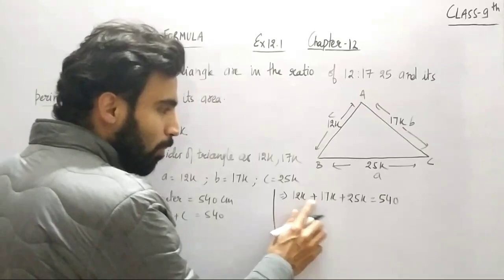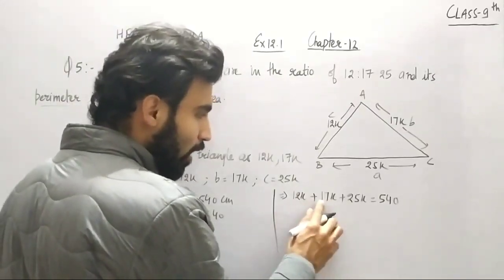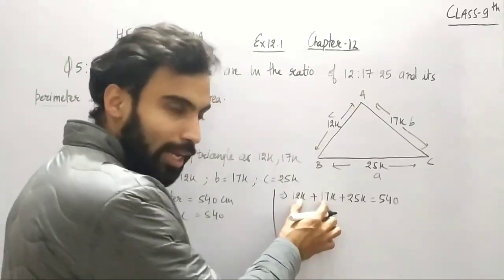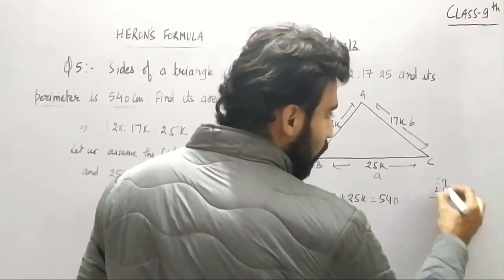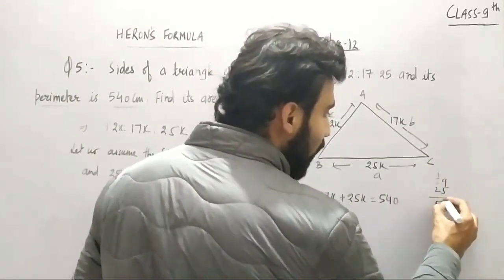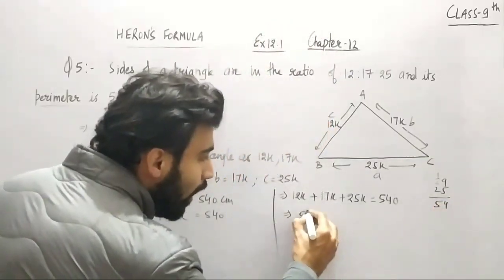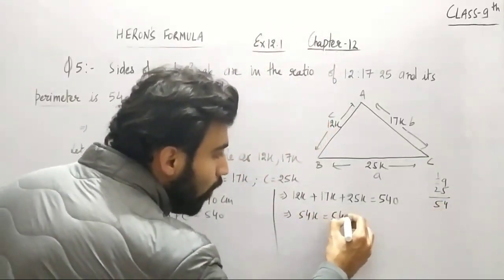Now let me simply add them. So 12 plus 17: 7 plus 2 is 9, 1 plus 1 is 2. So that will be 29x. Then 29 plus 25, right? So that will be 4, 1 carries 2 to 4 and 1 is 5. So that will be 54x equal to 540.